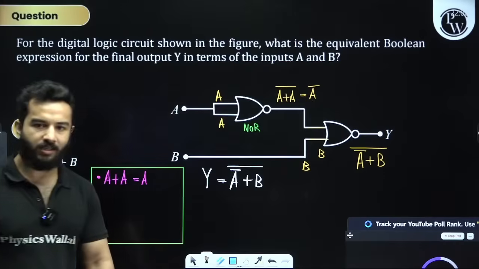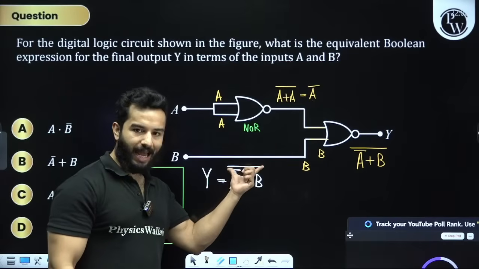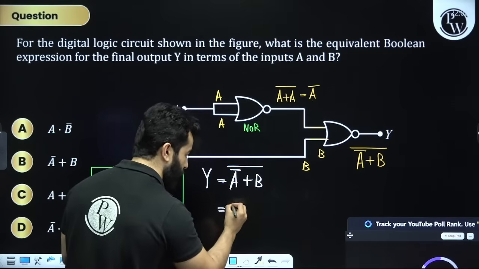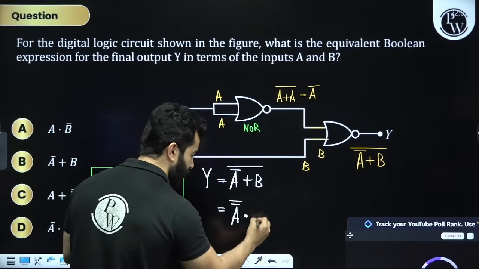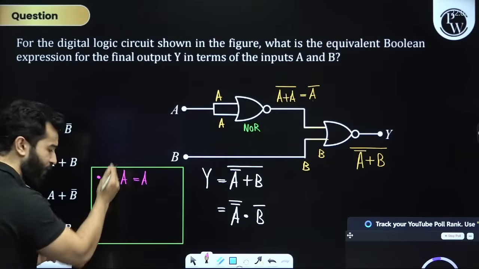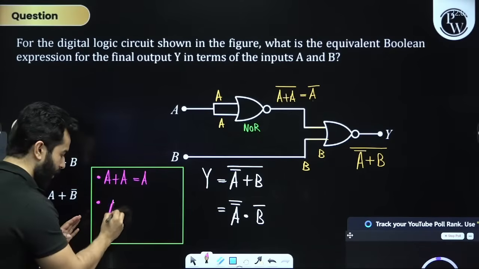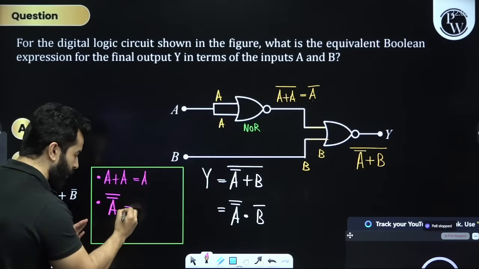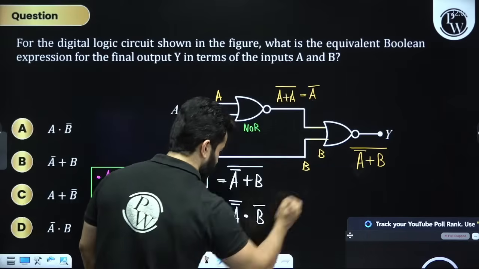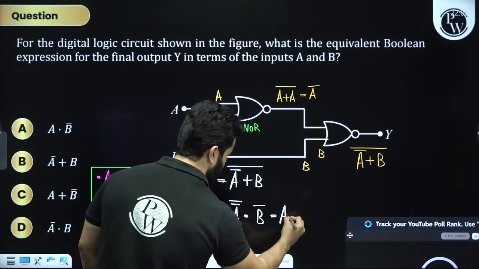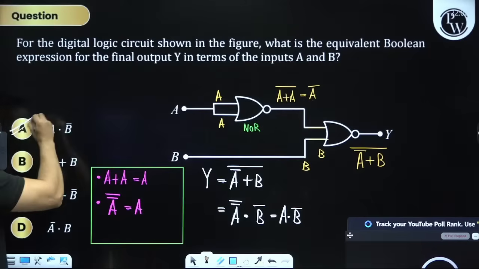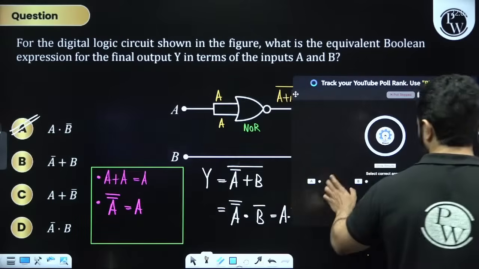Now what I have said, always break this line and change the sign. So you are going to break the line and distribute it like this and change the sign. Now the next property that we are going to use over here, I am explaining Boolean algebra also. A complement and complement becomes A. That means A bar bar becomes A. So this becomes A dot B bar. A dot B bar, option A is correct.